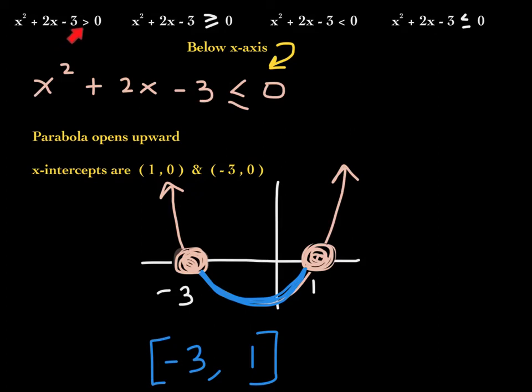This says, when is it above the x-axis? When is it below the x-axis? Remember that these two inequalities are non-strict, which means you should include the x-intercepts. That means you should be putting brackets on the endpoints, on the x-intercepts. These other two inequality symbols are strict inequalities, so you should be putting parentheses, meaning exclude the x-intercepts in your final solution set.